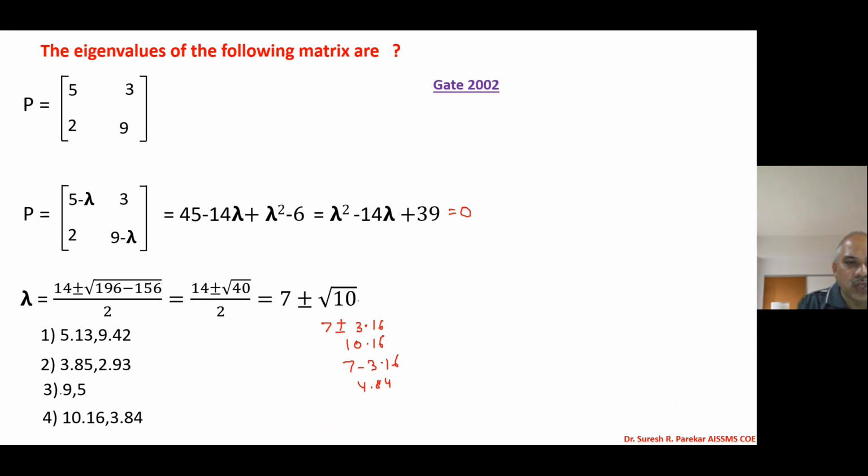Other options are not going to match, and therefore we have these values. You have to understand how we will get to the correct values because we do not have a calculator to calculate the root 10 value. So this will be close to 3, that is higher than 3, and will be 3.16.